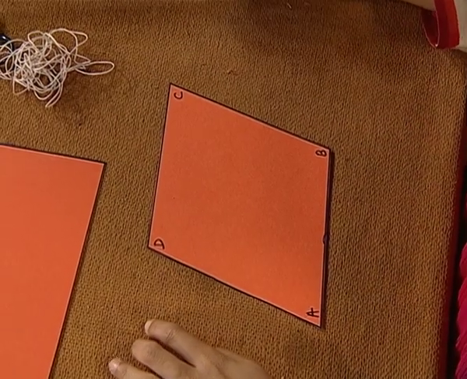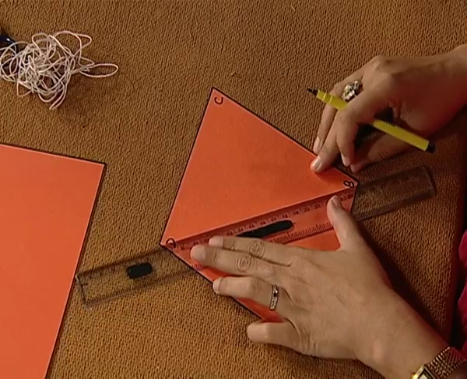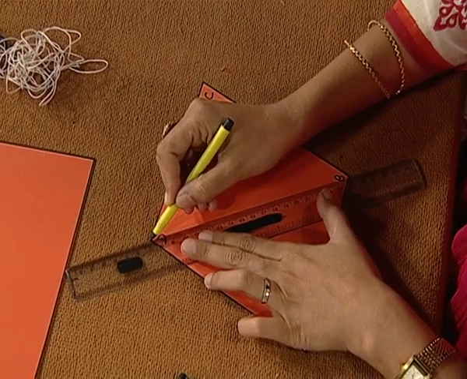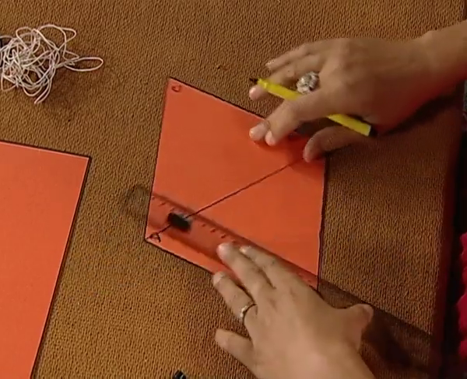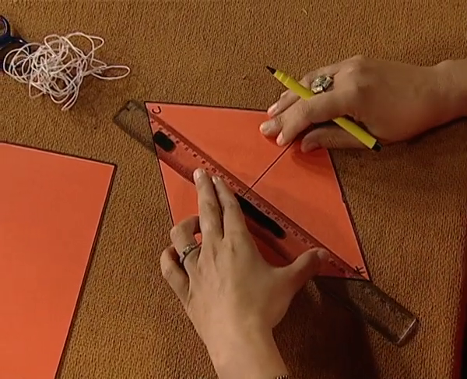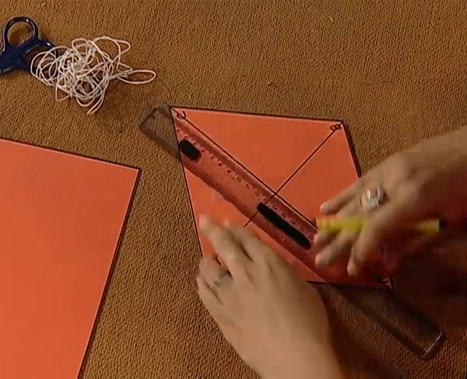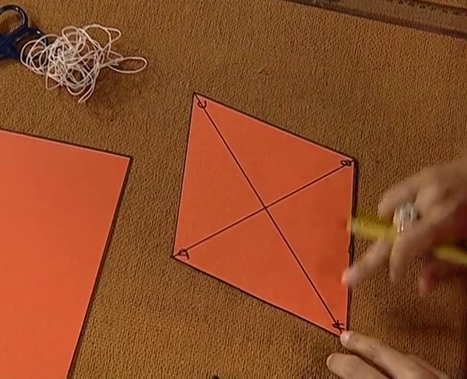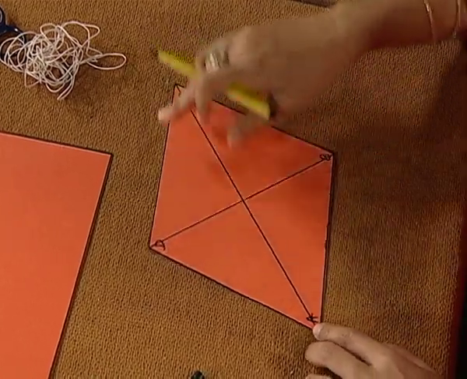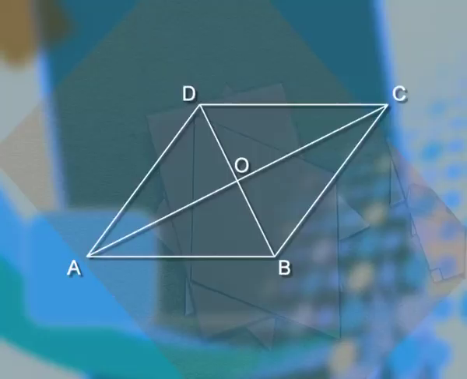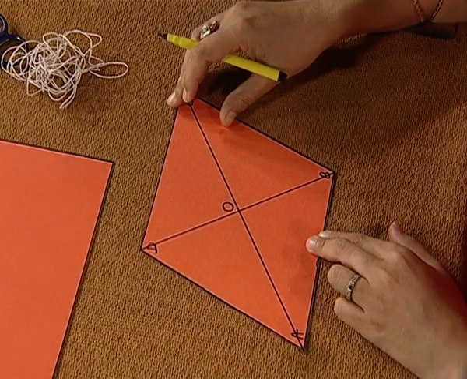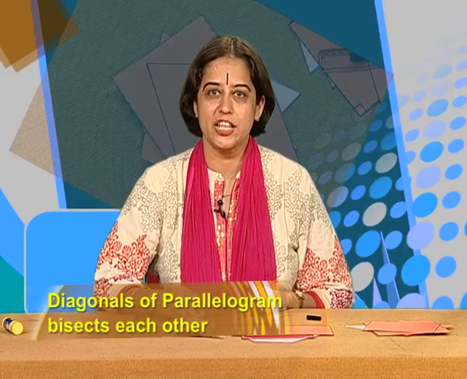First of all, we will draw diagonals. We will join the vertices BD and AC. BD and AC are two diagonals of the parallelogram ABCD. The diagonals of a parallelogram intersect at a point O. We know that diagonals of a parallelogram bisect each other.